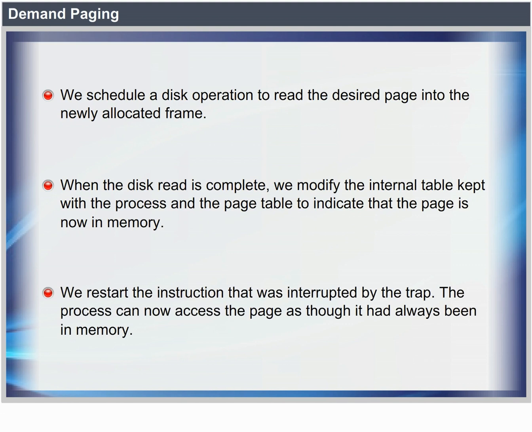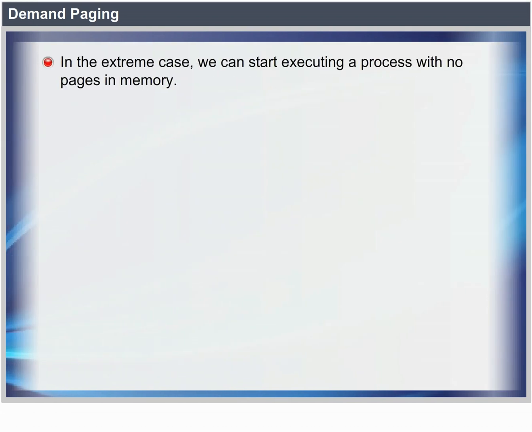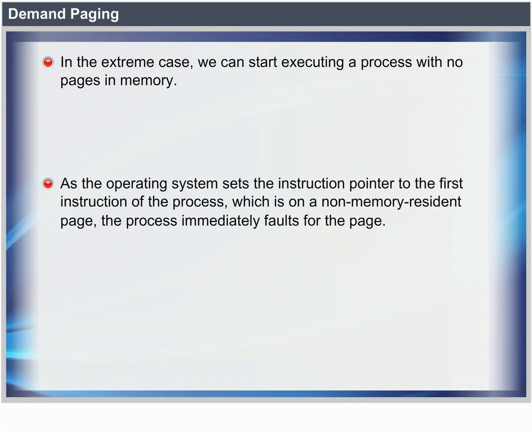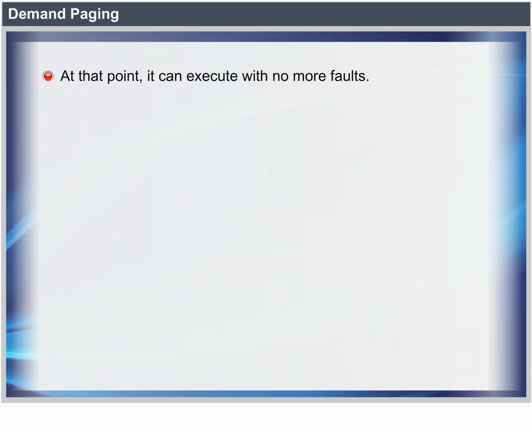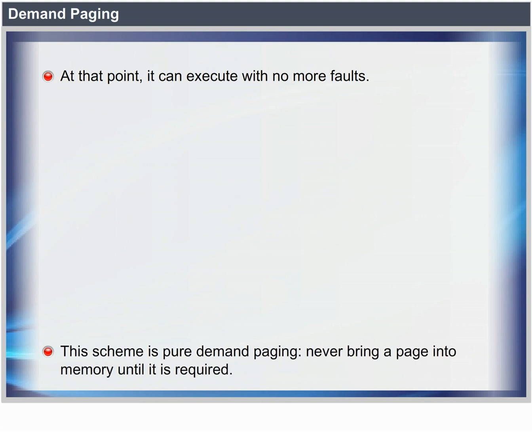In the extreme case, we can start executing a process with no pages in memory. When the operating system sets the instruction pointer to the first instruction of the process, which is on a non-memory-resident page, the process immediately faults for the page. After this page is brought into memory, the process continues to execute, faulting as necessary until every page that it needs is in memory. At that point, it can execute with no more faults. This scheme is pure demand paging: never bring a page into memory until it is required.